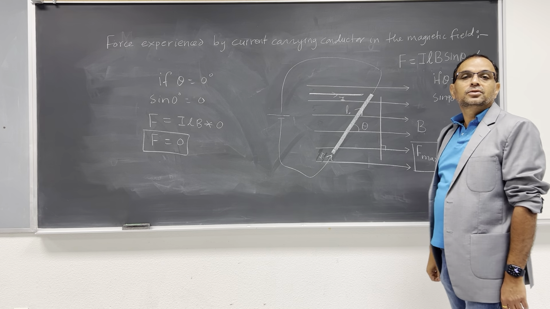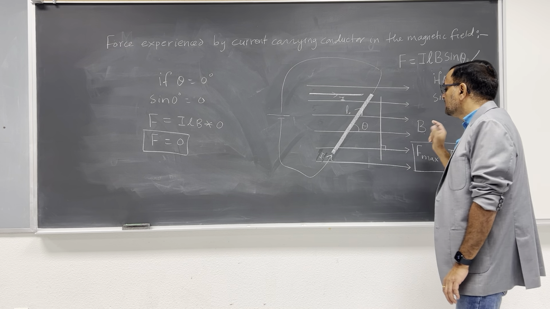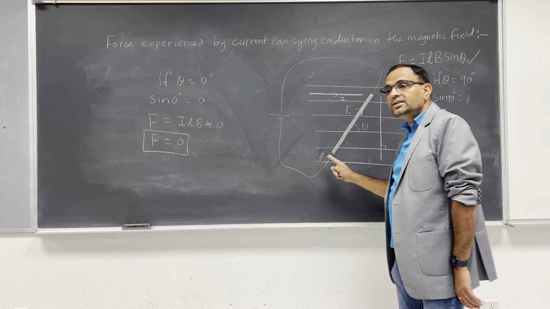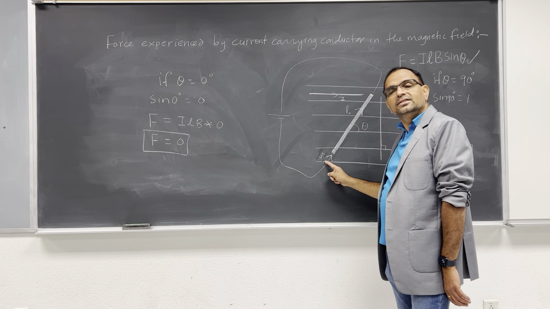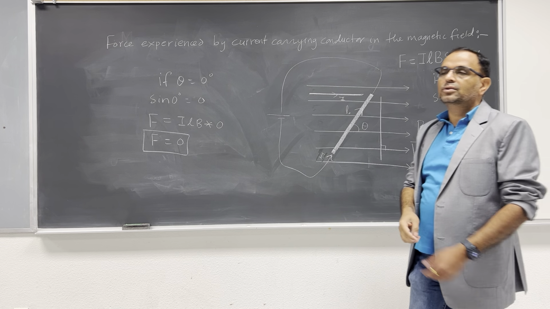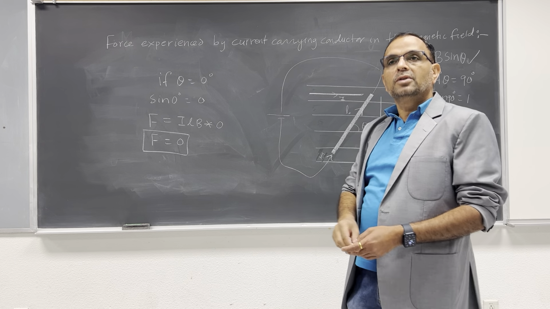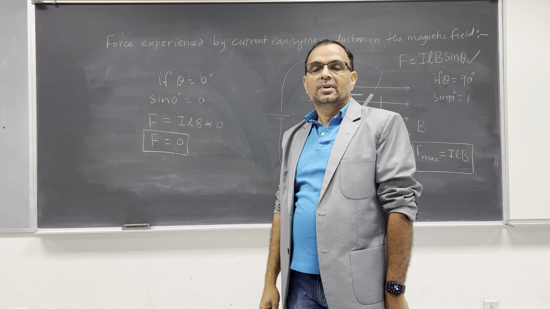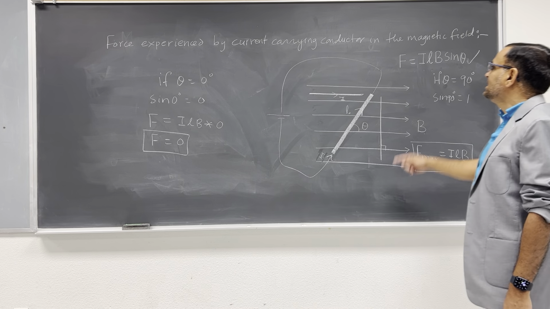Force is a vector quantity. Magnetic field is a vector quantity. Current is not a vector quantity, it is a scalar quantity, but still we give the direction, like we can say clockwise, counterclockwise, plus to minus, like that. So we have to figure out the direction of the force then.